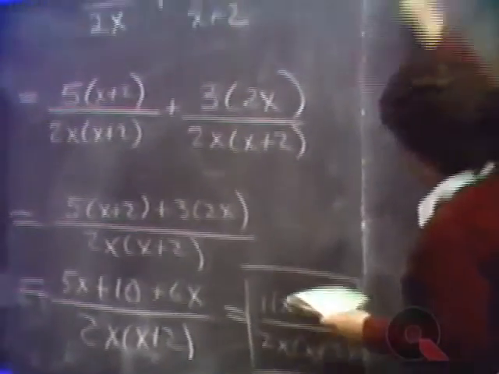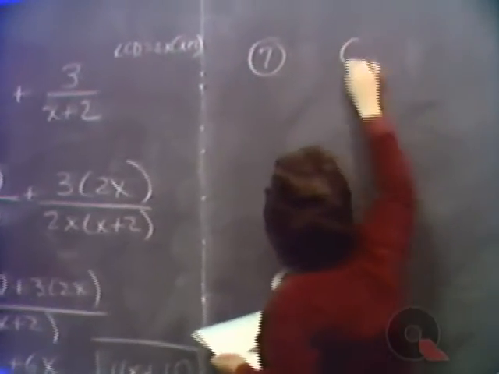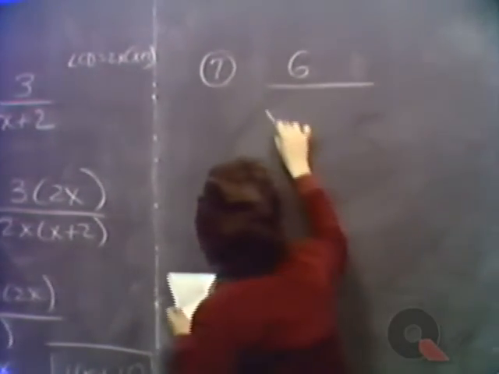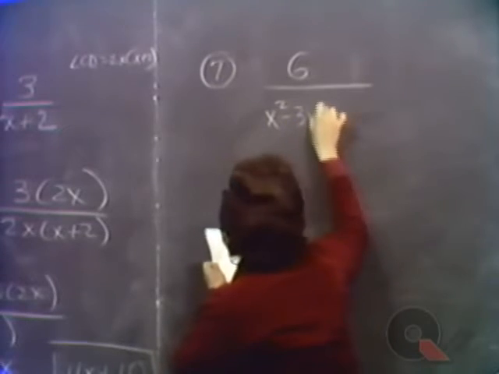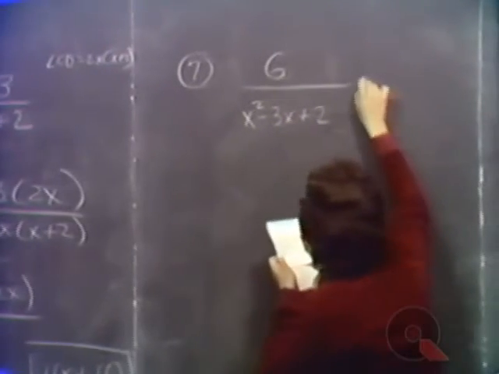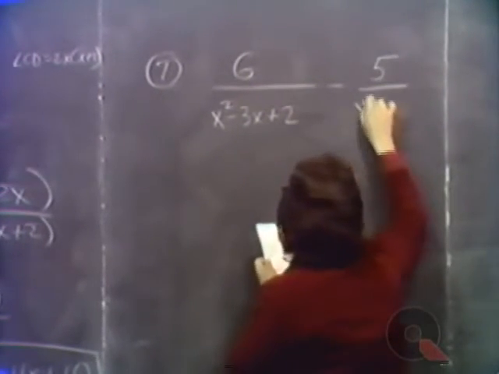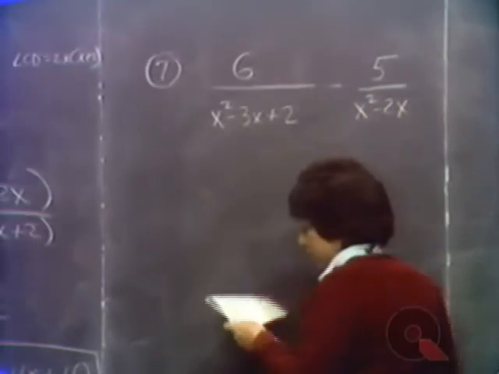In the next example, we would like to subtract two fractions. 6 over x squared minus 3x plus 2. Take away 5 over x squared minus 2x.